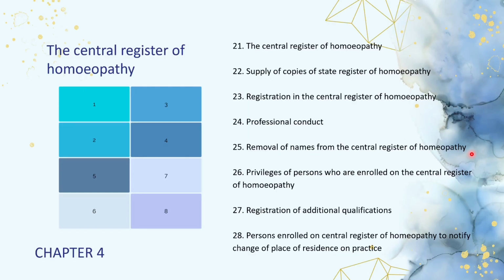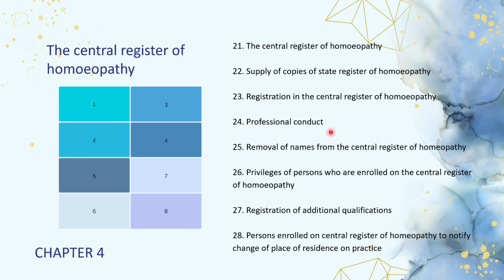In chapter 4 of the Homoeopathic Central Council Act, we will be dealing with the Central Register of Homeopathy. This includes points from 21 to 28, which are equally important. Here we go with point number 21, the Central Register of Homeopathy. Point number 22 is supply of copies of State Register of Homeopathy, followed by registration in the Central Register of Homeopathy.